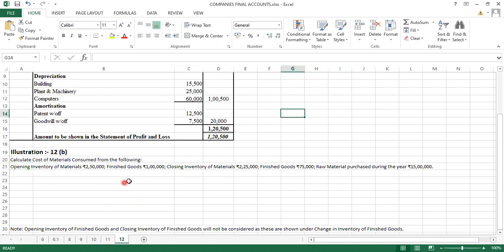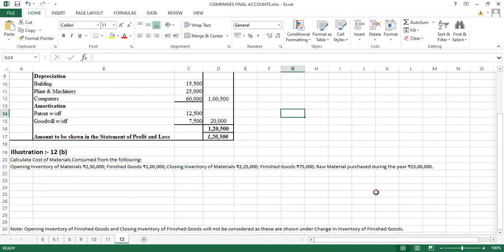Now look at finished goods. This is the opening finished goods which has been given. This is finished goods, but this is the closing finished goods which has been given. Okay, the finished goods here is your opening. So opening inventory of the material and opening inventory of the finished goods is given. Closing inventory of material and closing inventory of finished goods is given, and then the raw material purchased during the year is given.